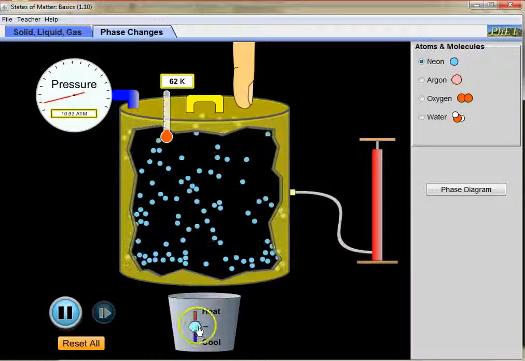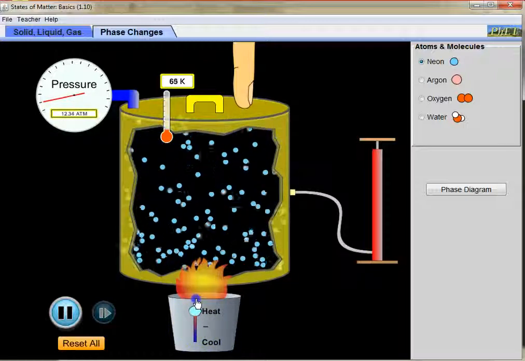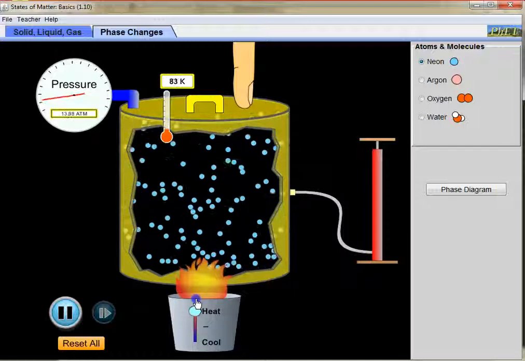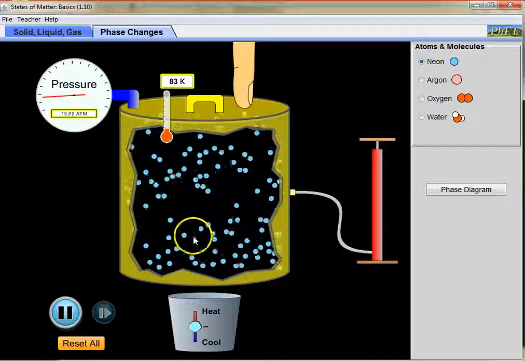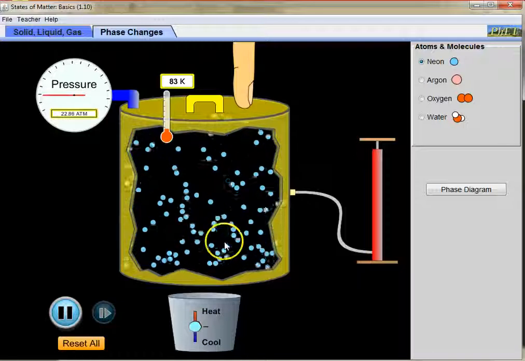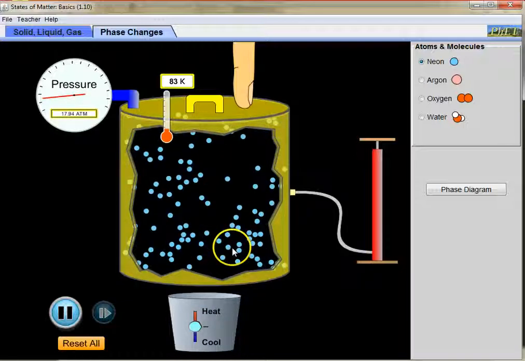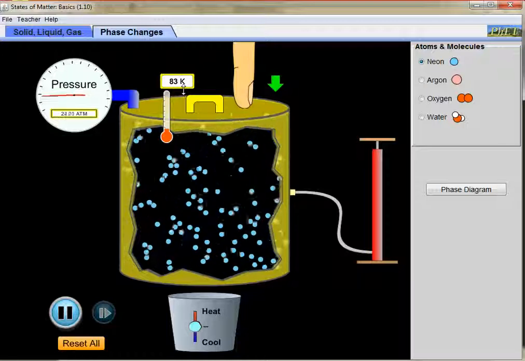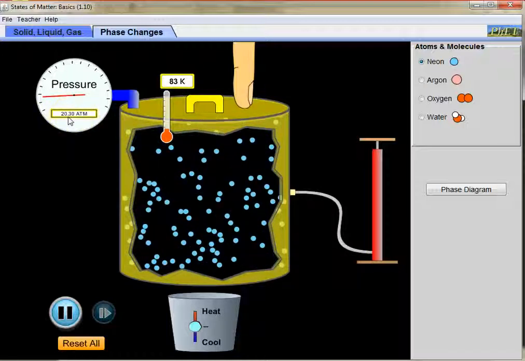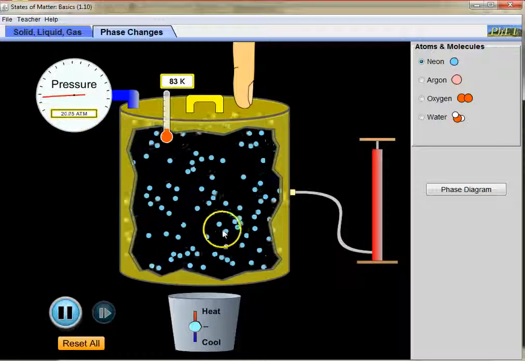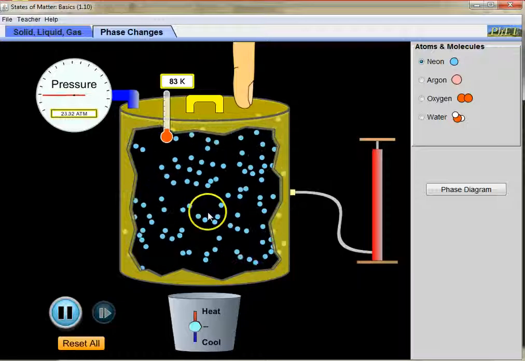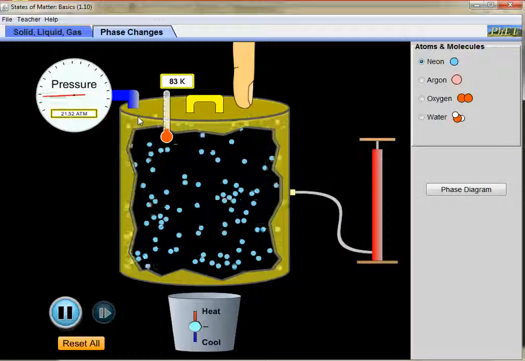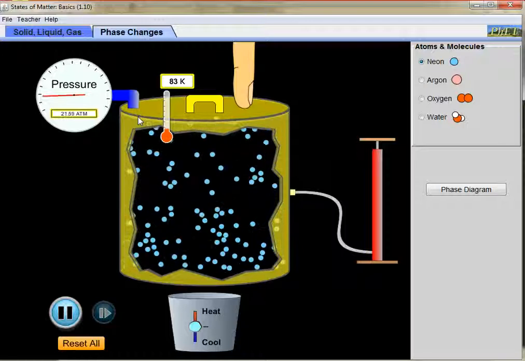exactly, that is the point, Kirti. So the more energy you provide to these particles, now you can see that these particles are moving very, very fast. The temperature is significantly high, and the pressure is also significantly high, because these particles are bombarding the pressure gauge at a much more rapid rate.